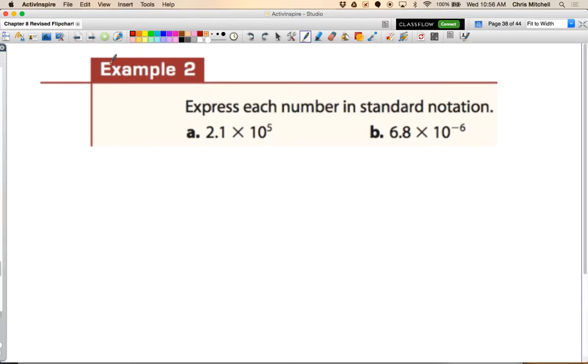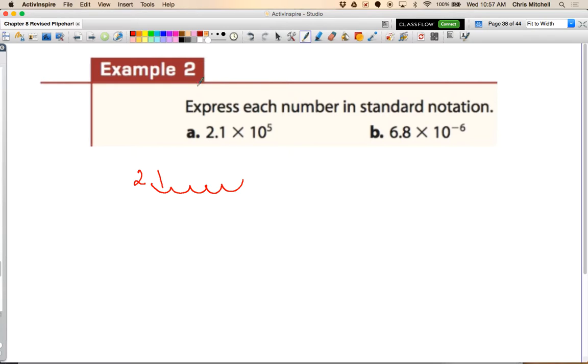Moving on. All right, now we have a little bit of a different type of problem. It says express each number in standard notation. Again, express each number in standard notation. So I know that this number is a large number. It's not negative. So I'm going to start with 2.1. Now it says I need to move 5 places. So 1, 2, 3, 4, 5.